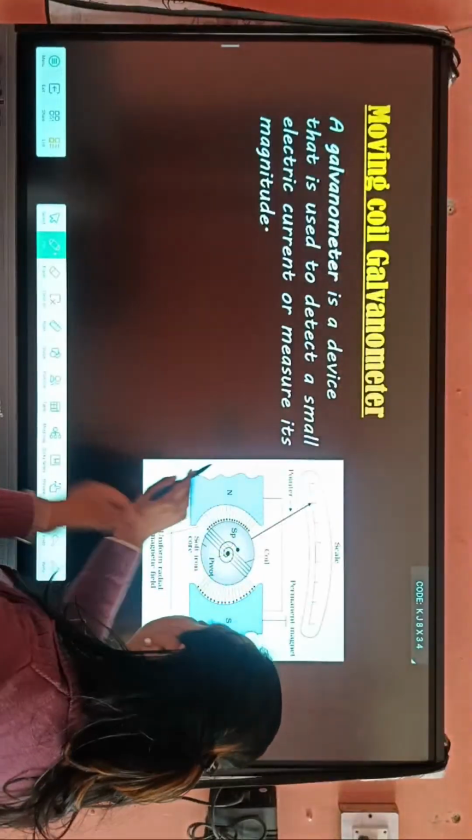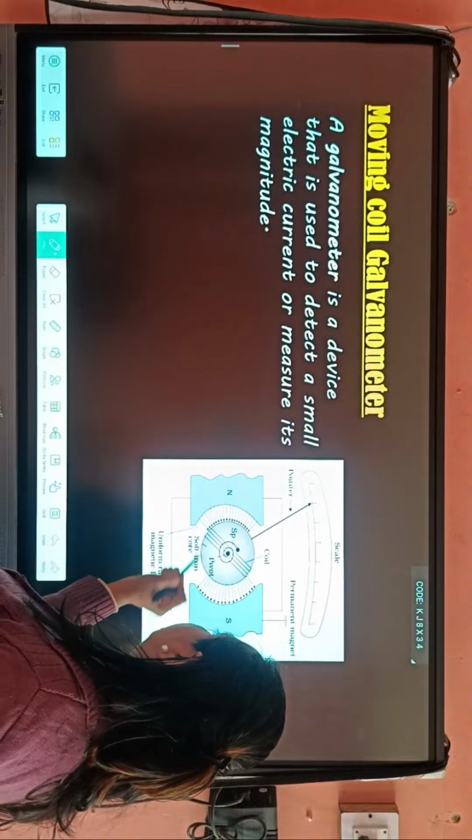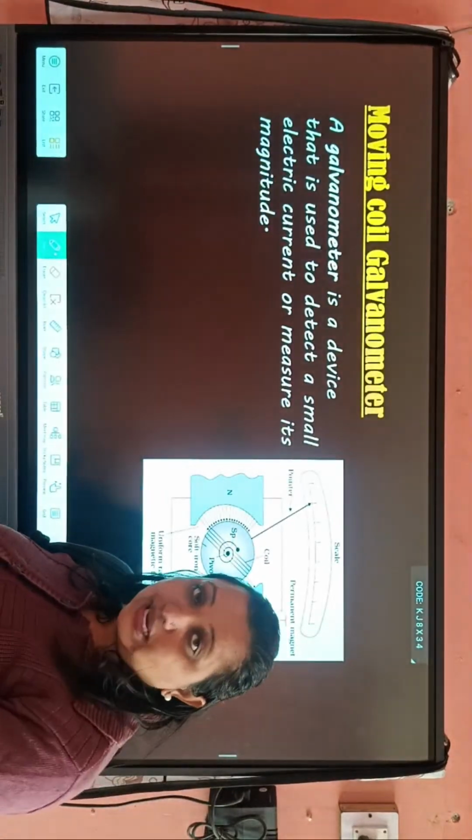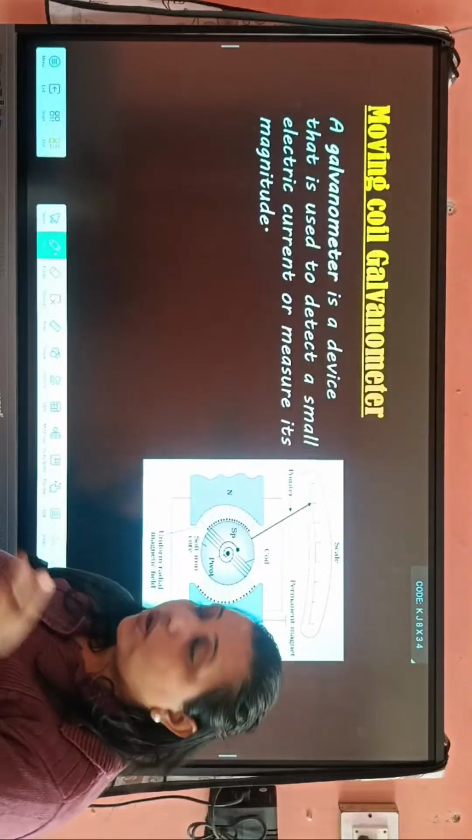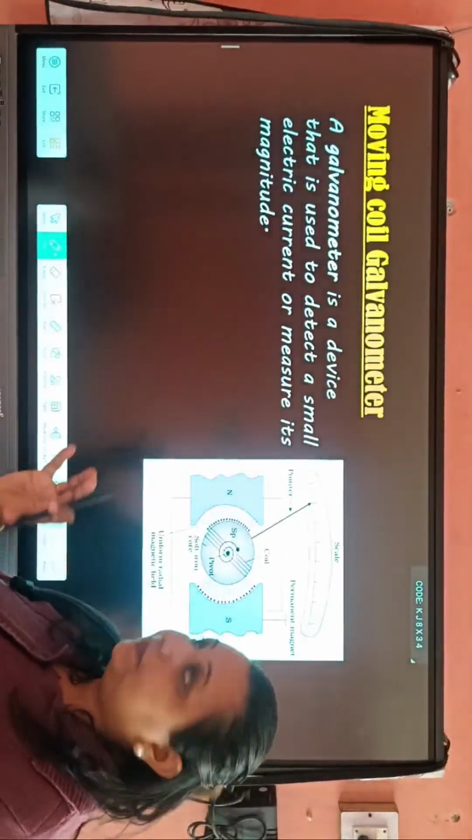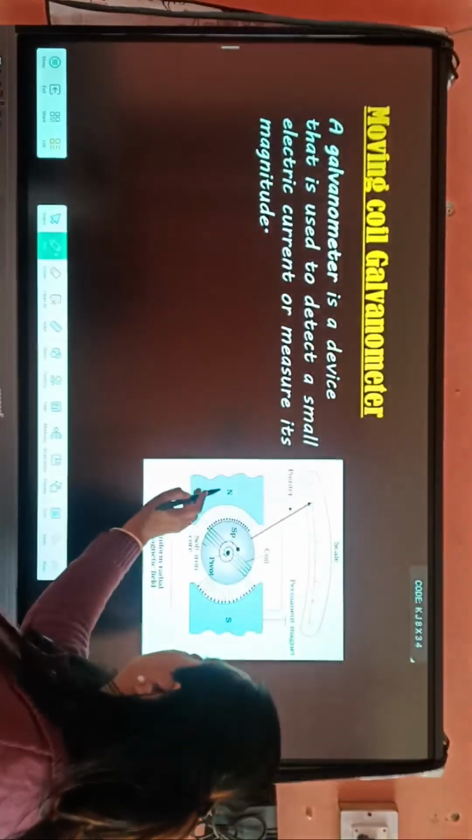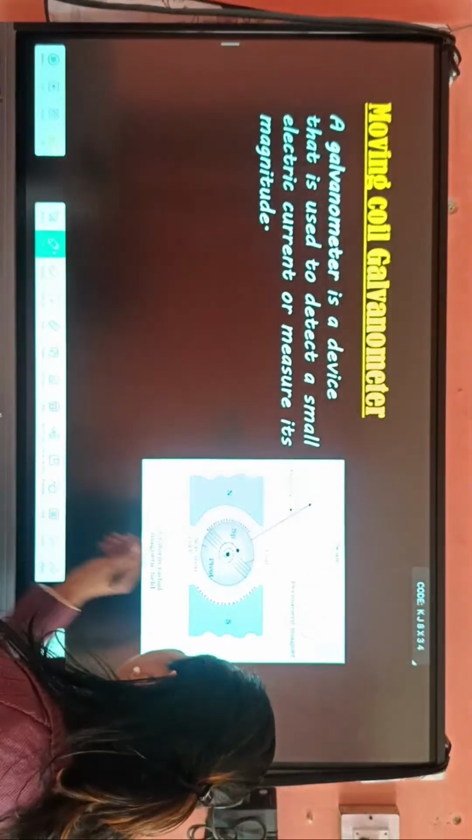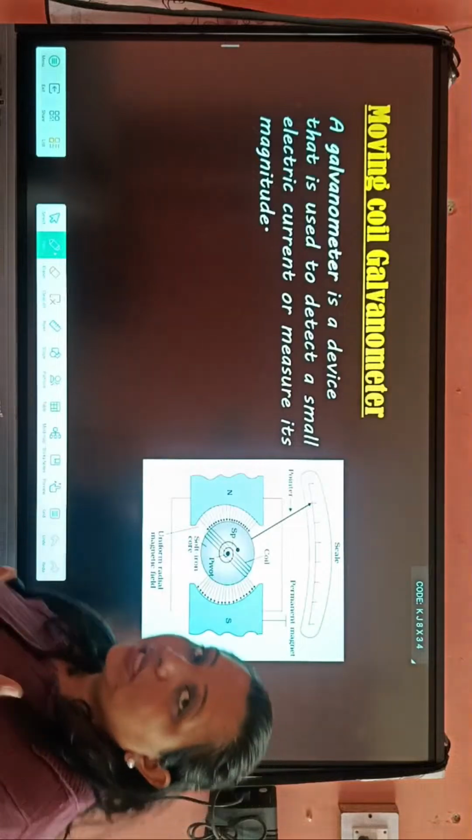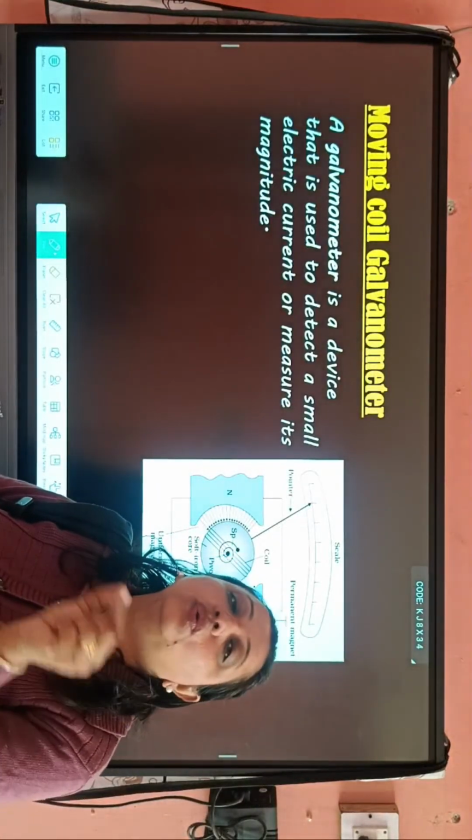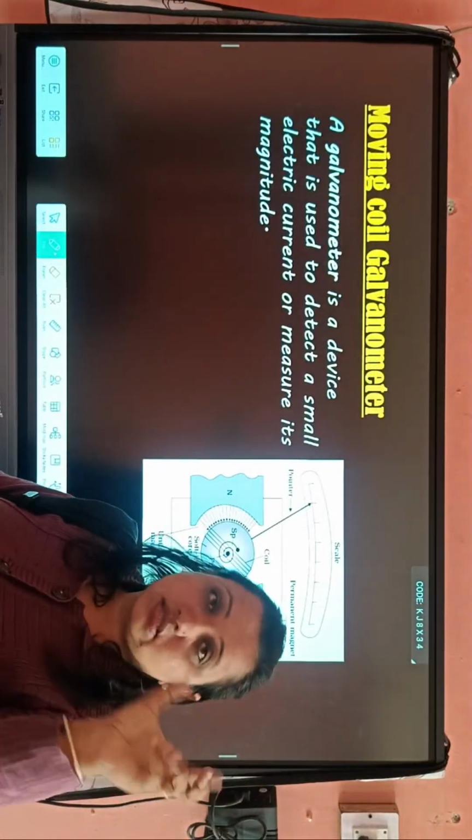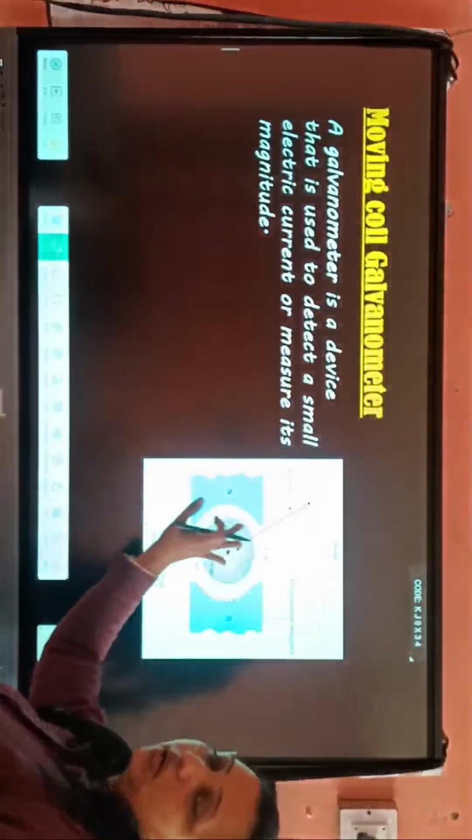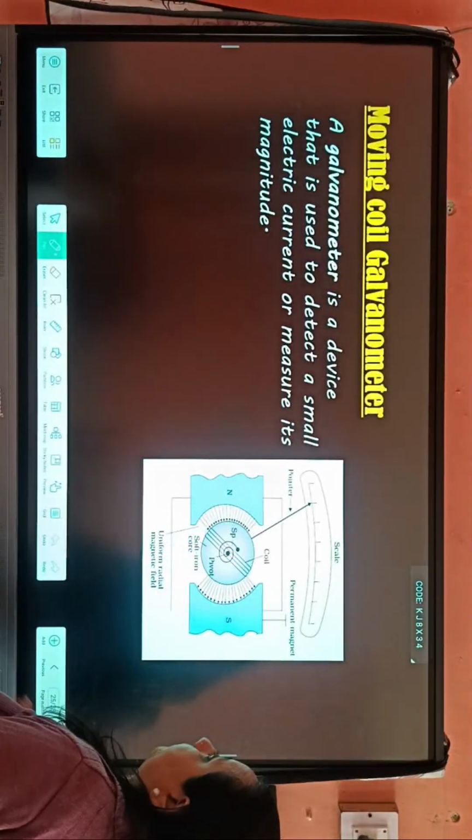So this is the moving coil galvanometer. It has a rectangular or cylindrical current carrying coil placed radially in the uniform magnetic field. This is a horseshoe magnet which provides the uniform magnetic field. Why is it called radial? Because the magnetic field acts on it across the radius of this cylindrical coil.